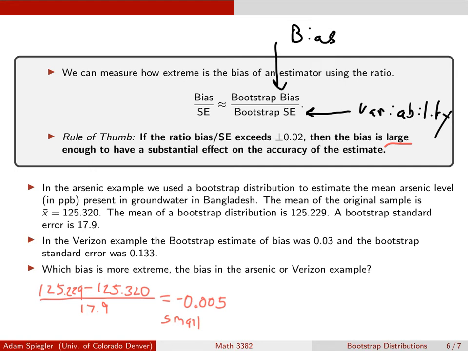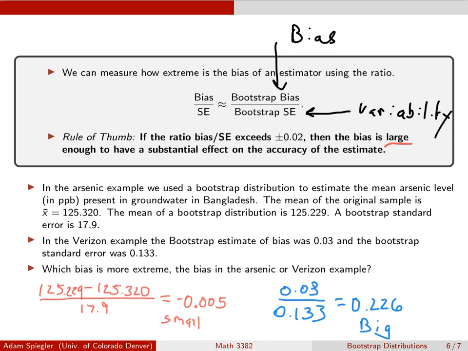And if we were to compare that to the Verizon example where we found that the estimate for the bias was 0.03. So that was the difference between the center of the bootstrap distribution and the ratio of the means that we got in our original sample. And the standard error that I got for my bootstrap distribution on the previous slide was 0.133. And so if we take a look at that ratio, that comes out to 0.226. And so relatively speaking, that's a pretty big bias.